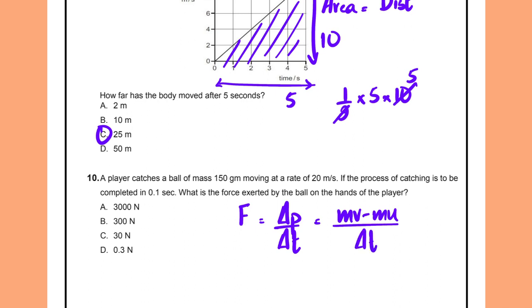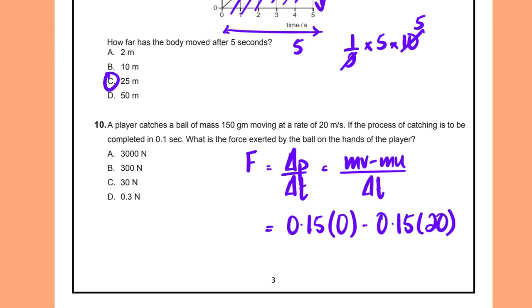So the mass here is 150 grams, so 0.15 kg. Final velocity is going to be 0 because it comes to rest upon catching. And the initial velocity was 0.15 times the initial speed, which is 20. And then you just divide by the time, which is 0.1 seconds. So this is really going to be 1.5 times 20, which is going to be 30 newtons.